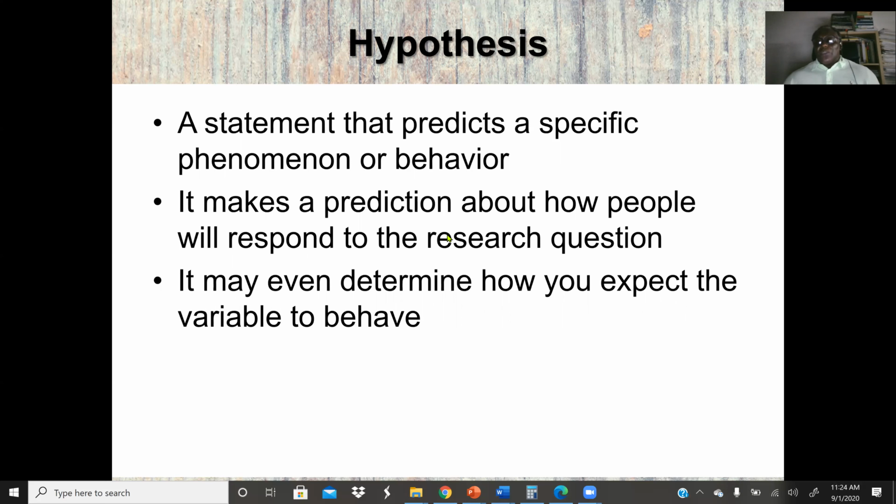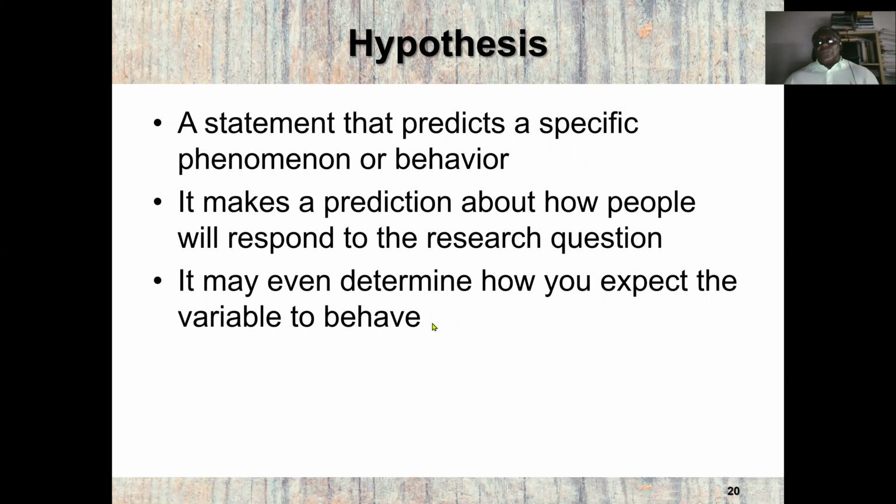So this is the reason why I say mostly in computer science, we don't have a claim already that we want to do a research against to see if the claim should be accepted or rejected. So here we say hypothesis is a statement that will predict a specific phenomenon or behavior. Now, it makes a prediction about how people will respond to the research question. It may even determine how you expect the variable to behave.